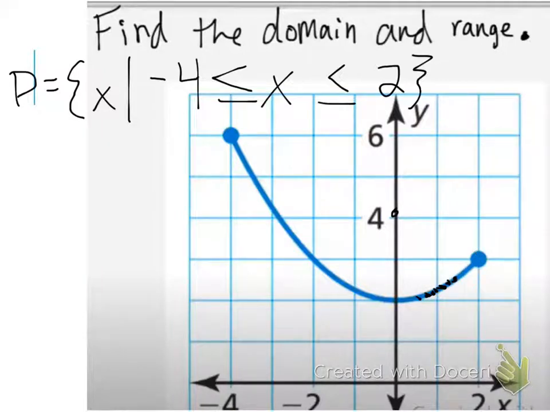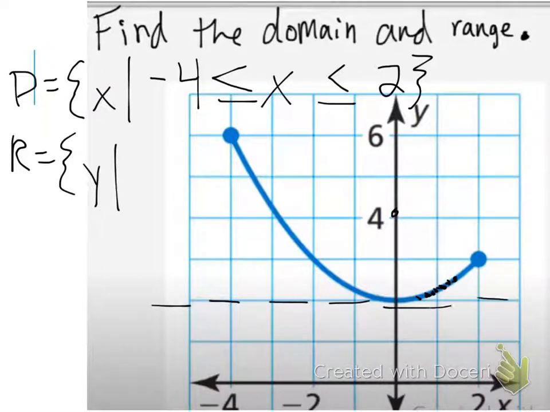Now we've got to find the range. Range equals the set of all real numbers y such that, we're dealing with y instead of x now. So instead of looking horizontally, I'm now looking vertically. So what's my smallest y value? What's the lowest the graph goes? 2. 1, 2, right? Does it go lower than this? No, it does not. There's my lowest y value.